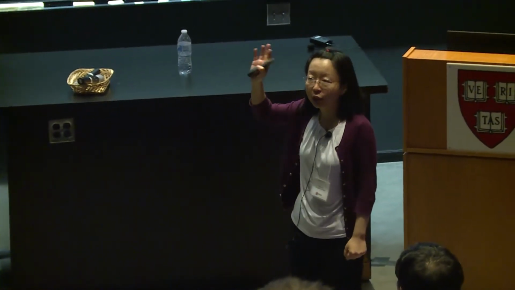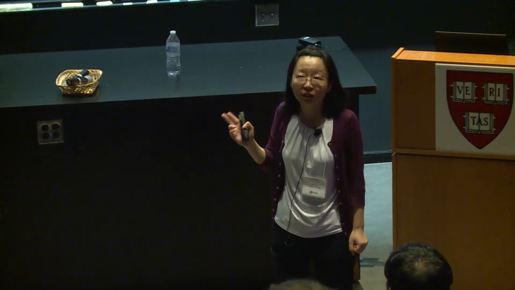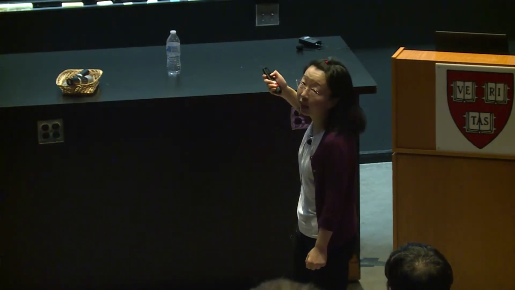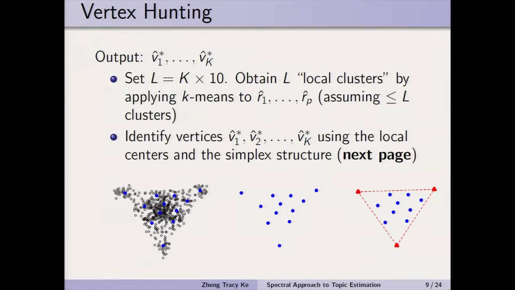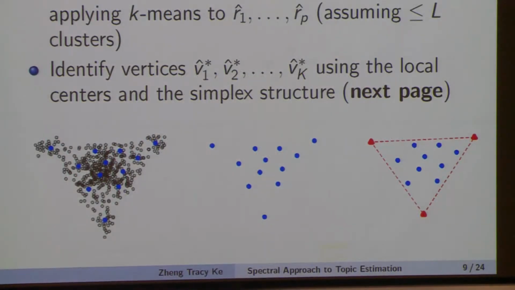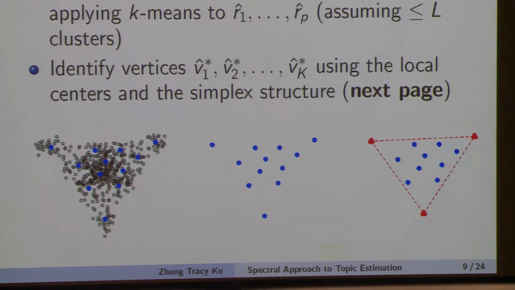We first run the classical k-means to these data points, assuming L clusters, and L is a tuning integer. We typically take it as 10 times k. And then the output, these blue dots are the local cluster centers output by the k-means algorithm. It turns out that these local centers also have the silhouette of the simplex. So in the next step, we'll remove all the original data points, but only keep these local centers. Now the problem is to find a simplex using these 15 or 20 points, which is a very simple problem. You can exhaustively search to find the best fit simplex.